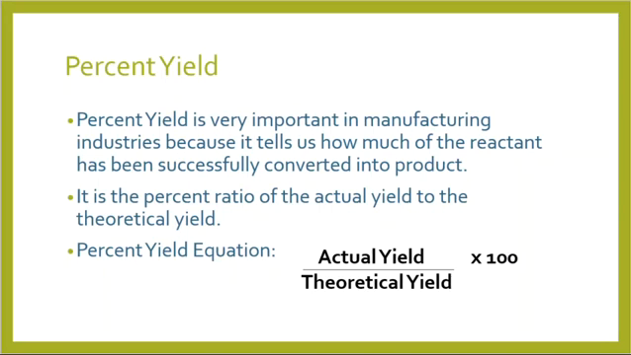Research chemists in the chemical industry are always looking for the most efficient or cost-effective method of making a particular product. To calculate percent yield, the mathematical relationship is the percent ratio of the actual yield to the theoretical yield, as shown in this equation: actual yield divided by theoretical yield times 100.